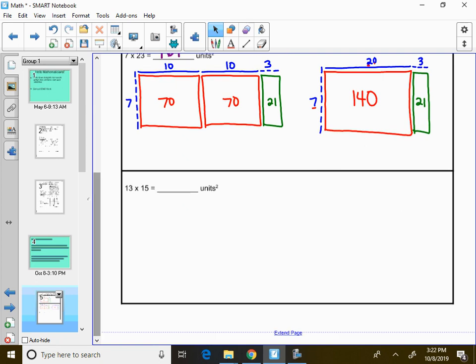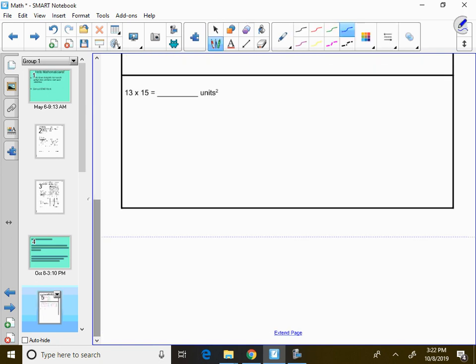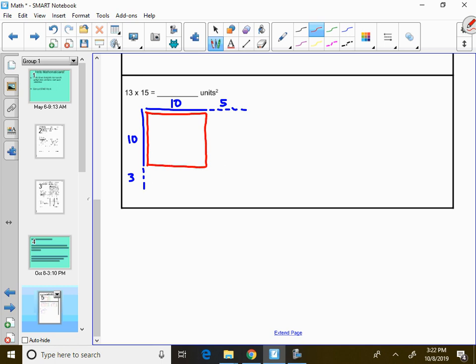Okay, the next one, 13 by 15. So again, we're going to draw it out. And because there are two numbers across the top and two numbers on the side, we're going to have 4 sections to add together. The first one, 10 by 10, has an area of 100.